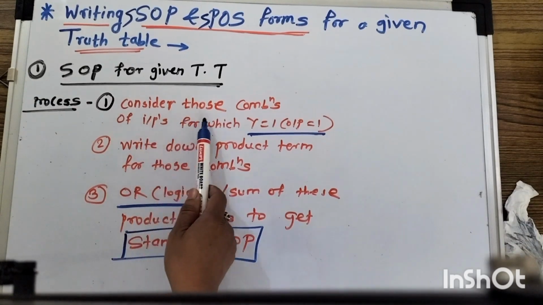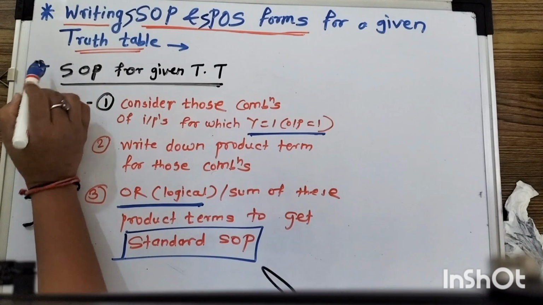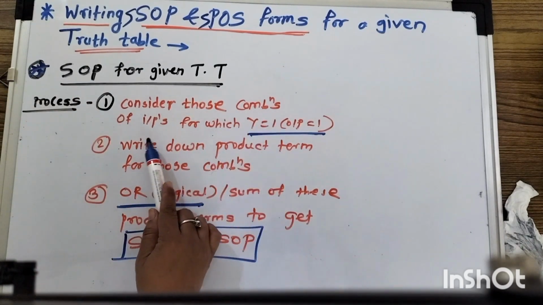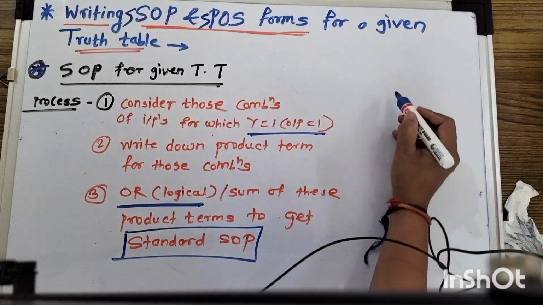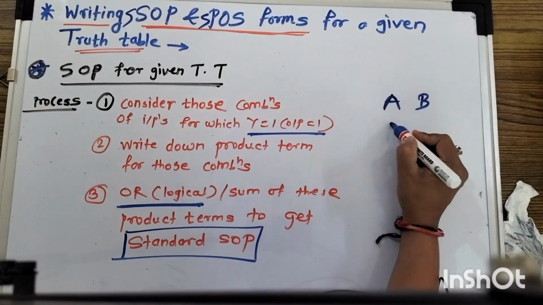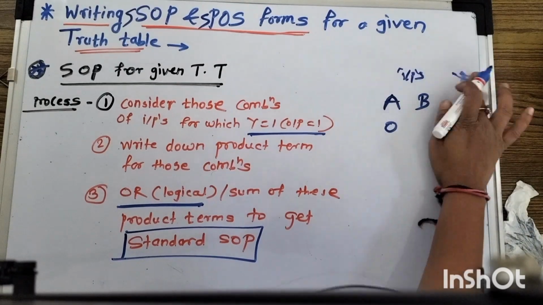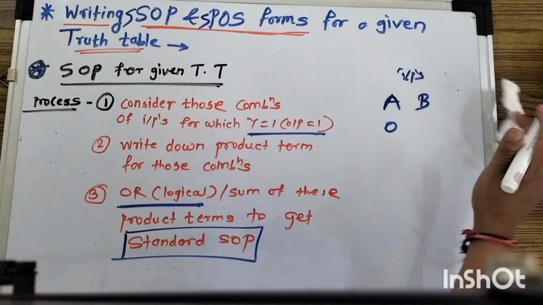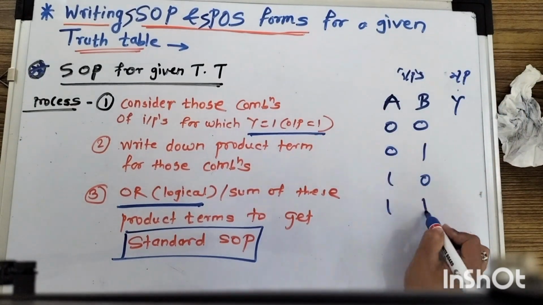First, we are talking about the SOP form. So consider those combinations of inputs for which the output is 1. In the truth table, if the truth table is like this, A, B are my inputs and Y is my output.